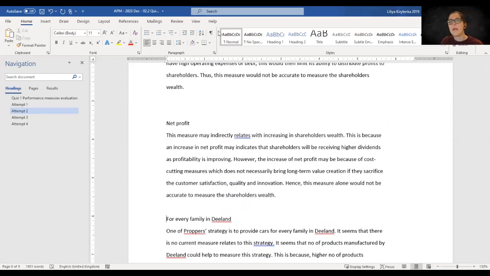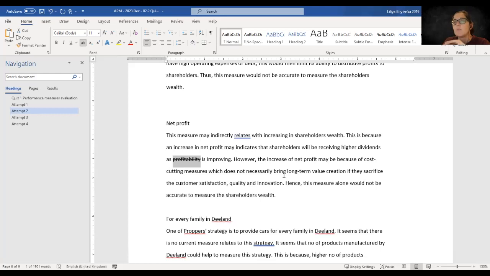Net profit, the measure may indirectly relate to an increase in shareholders' wealth. This is because an increase in net profit may indicate that shareholders will be receiving higher dividends as profitability is improving. Okay. Profitability is the relation of profit to revenue. This is a percentage, and net profit is an absolute figure. Net profit can increase, but profitability in terms of profit divided by revenue can be reduced. Profitability does not really indicate how much dividends can be paid.